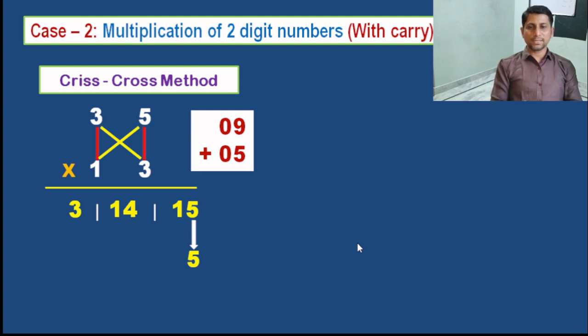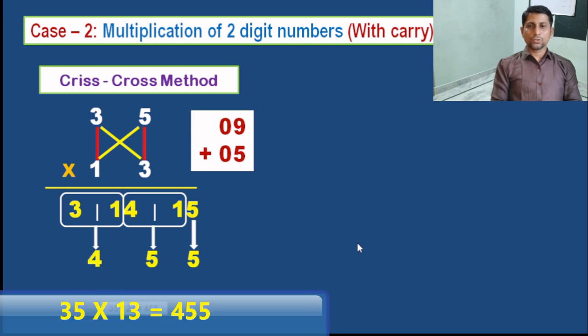That means 14 plus 1, that is 15. In that 15, again you have to write 5 here and then carry the remaining number 1 to the next. Then add both 3 plus 1, then we will get answer 4. So the multiplication of 35 into 13 by using the Criss-Cross method, we will get answer 454.